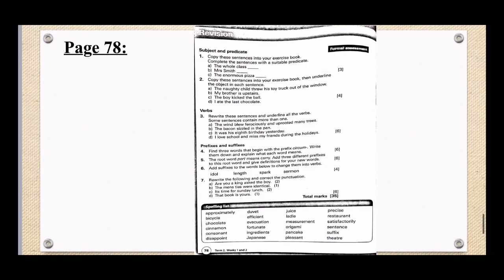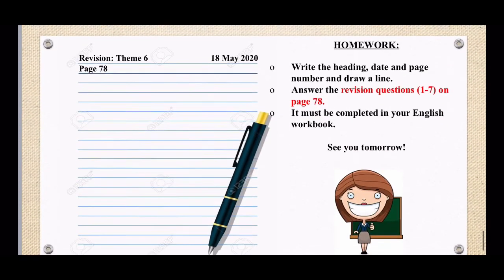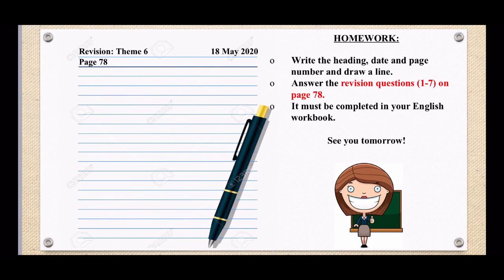Okay, so on page 78 in your textbooks, we have our revision page. We have 7 questions on the subject and predicate, on verbs, and on prefixes and suffixes. So you will need to answer these questions for homework. We have already covered these topics in the beginning of the term, so you already know it. You just write a date, heading, page number, and draw a line, and then answer the revision questions 1 to 7 on page 78. And this must be completed in your English workbook.